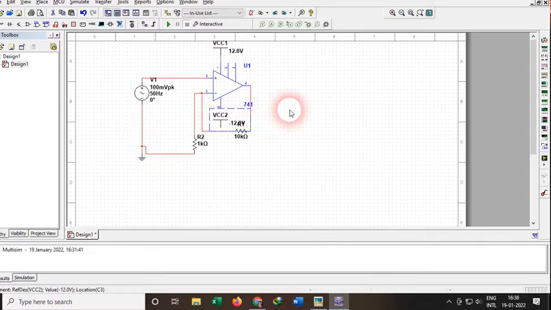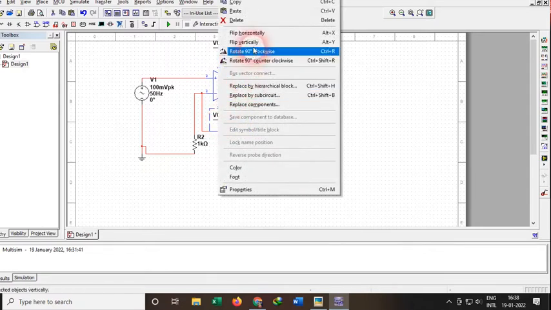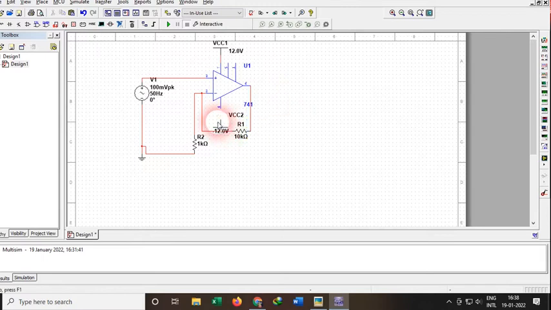Now this second VCC, I will just flip it vertically. So now this would be connected with pin number 4. I will just move this minus 12 volt VCC somewhat upward. So now this is okay.